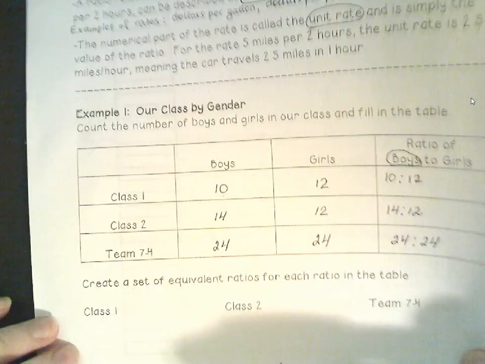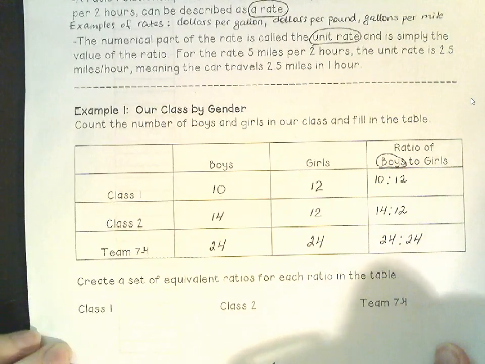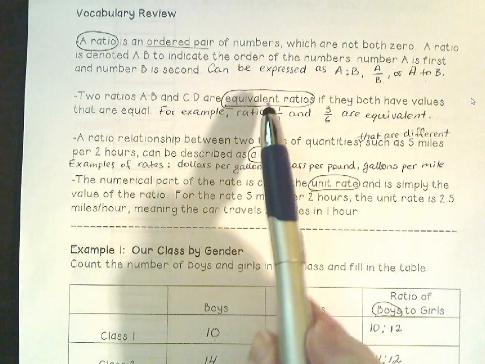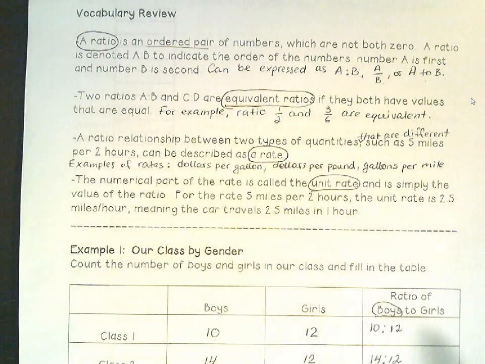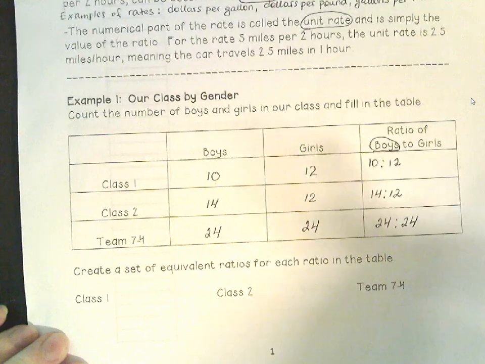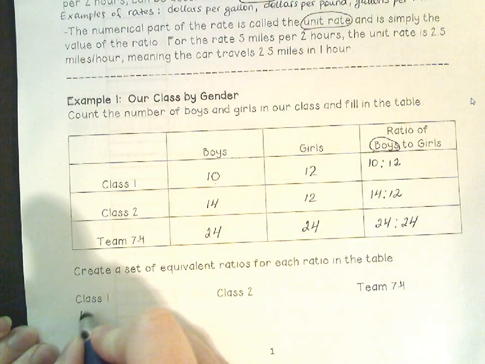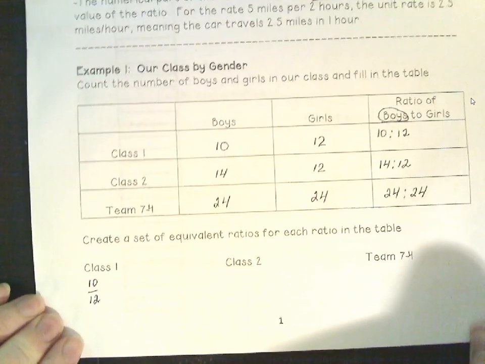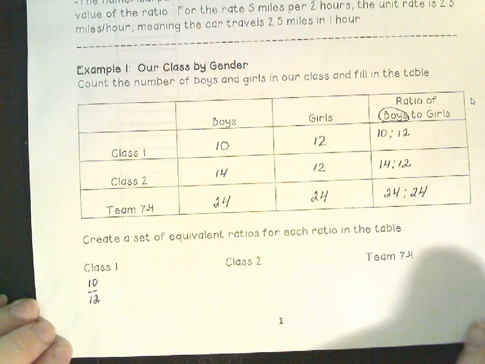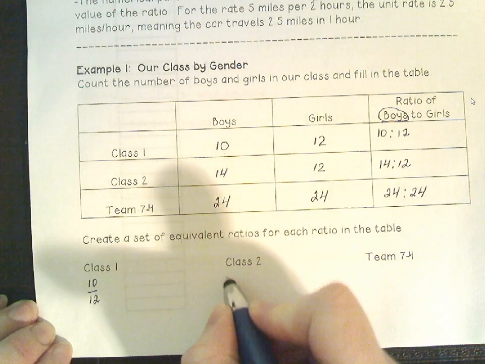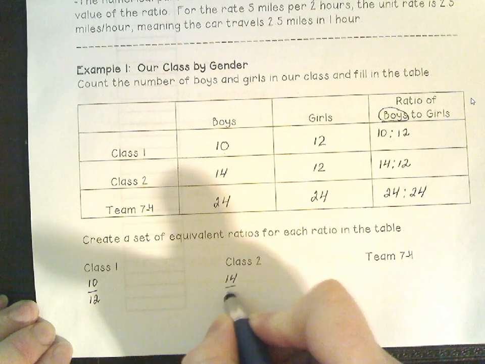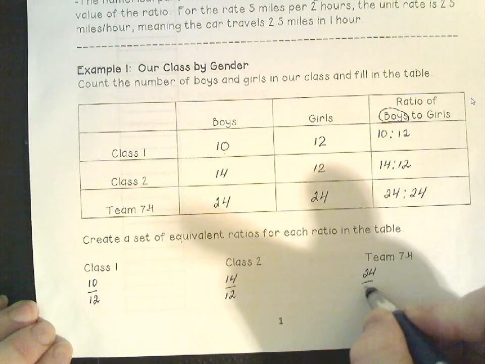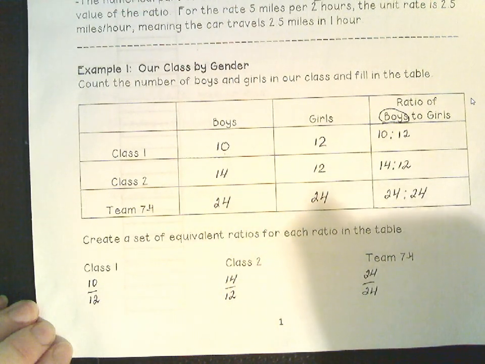Create a set of equivalent ratios to each ratio in the table. So now we are looking at equivalent ratios. As you remember from the vocabulary review, equivalent ratios are ratios that mean the same thing. The values are the same. So in class 1, our ratio is 10 to 12. And I'm going to write it as a fraction this time, because it's more familiar to you for finding equivalent fractions. And in class 2, we have the ratio of 14 to 12. And on team 7-4, it's 24 to 24. And we need to find equivalent ratios.